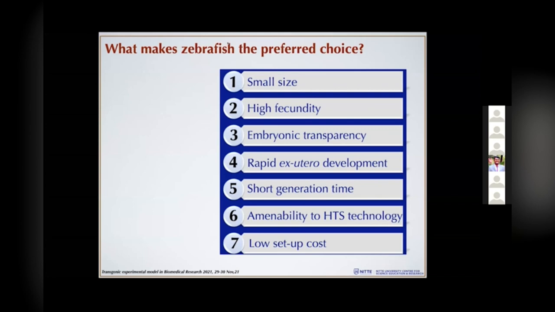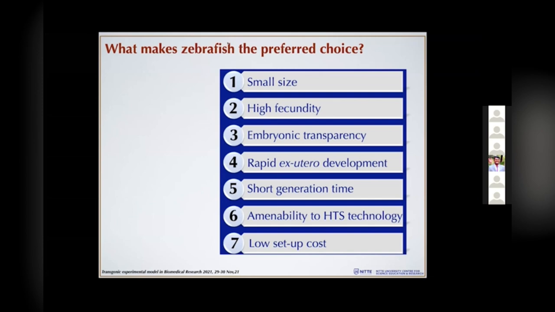Short generation time: within 72 hours, the embryogenesis is complete. Within 3 months, the juveniles are sexually adult. So you have a very short generation time for a system which is a vertebrate, but non-mammalian. In your field, particularly those who are working in pharmacology, I think this particular property is very, very important.